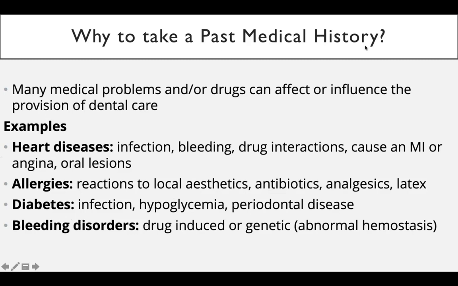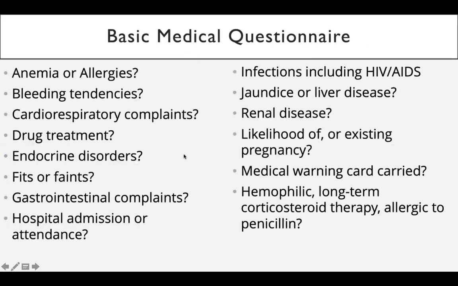That's why past medical history is important, and past medical history includes these questions: comorbidity, allergy, pre-medication, bleeding disorders or genetic disorders, and comorbidity, these two, right? These are the basic medical questionnaires asked in the history of presenting illness or past medical history.